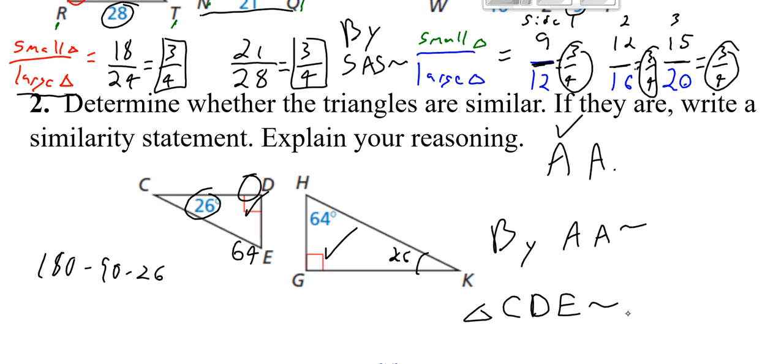And now I need to make sure my corresponding parts match. So since I started with C, it's the angle of 26. My angle of 26 is from the triangle, angle K. And D is my right angle. So my right angle of my other triangle is G. Okay. And my E angle is my last one, 64, which is H on this triangle over here.